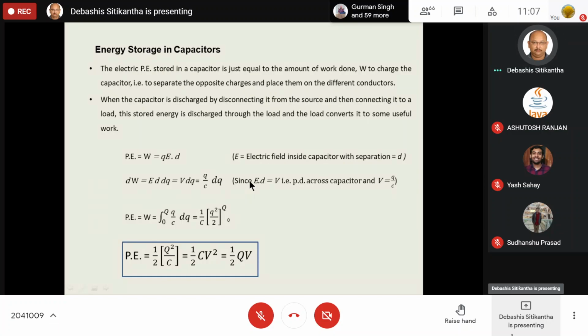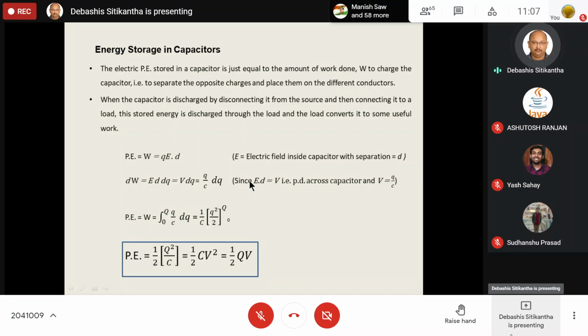Obviously, previously the capacitor was completely discharged. There was no positive charge or negative charge on either conductor. Now when we connected it to a voltage source or a battery, some work is done by this battery. The battery provides the energy in such a way that the positive charges reside on one of the conductors, whereas all the negative charges reside on the other conductor. In this way, what happens?